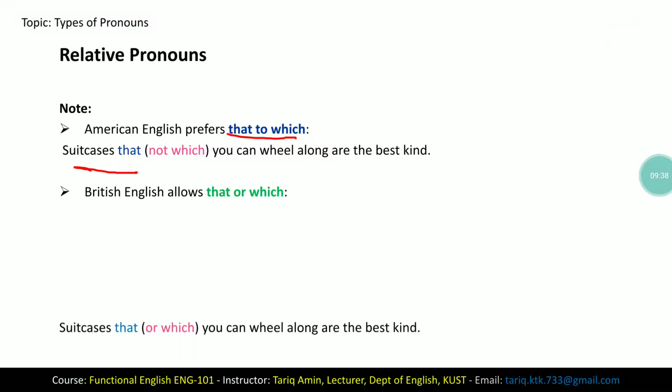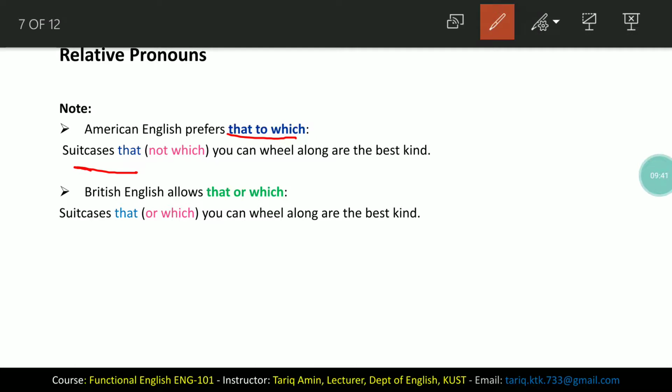For example, suitcases that you can wheel along are the best kind, and you can also say the suitcases which you can wheel along are the best kind. So British English allows both that or which, but American English prefers that to which.